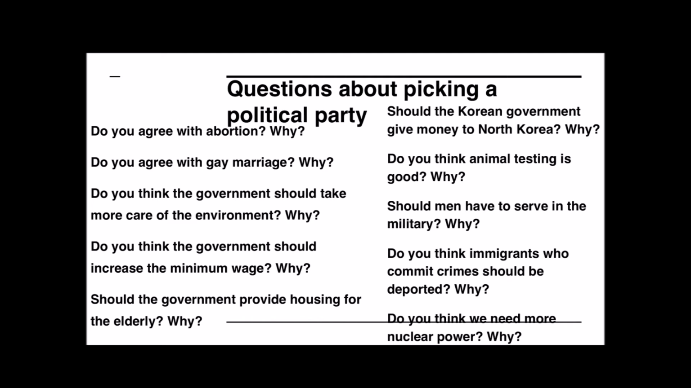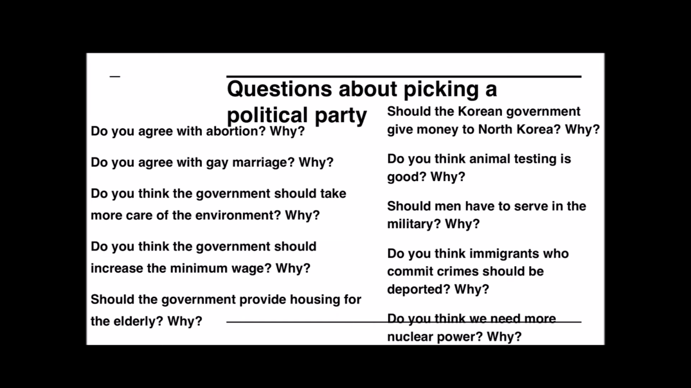The other question, number 4, is about minimum wage. And in Korea, the minimum wage was increased recently, and this created a lot of problems for businesses because it meant they had to pay more money to their workers. And so it may not have been successful, or it may not have had the outcome that they wanted, basically. So what do you think about that?